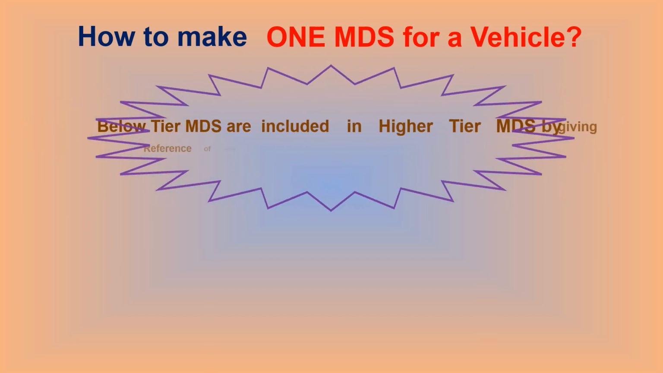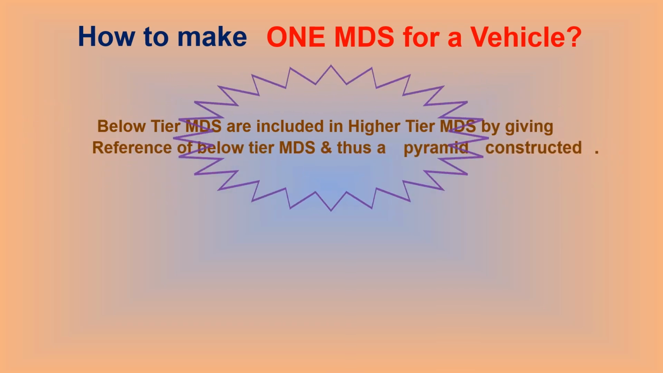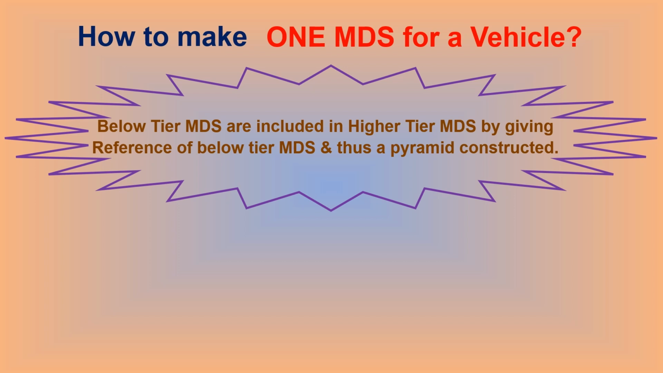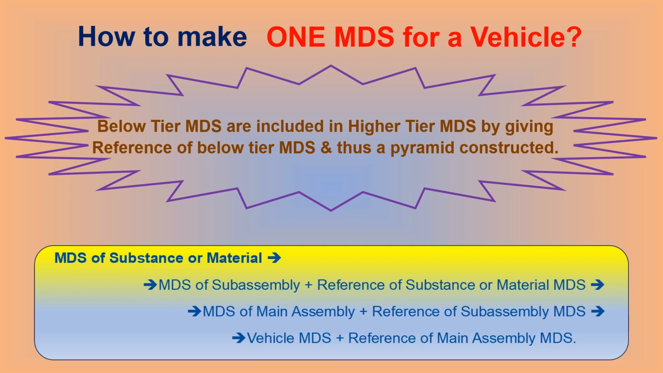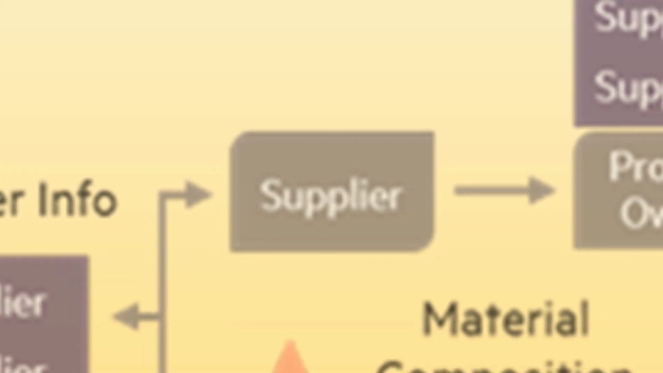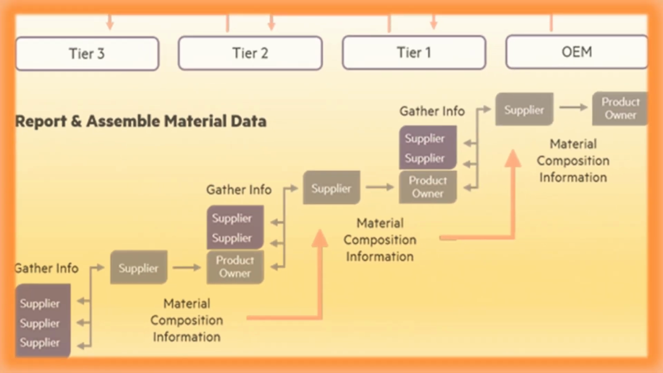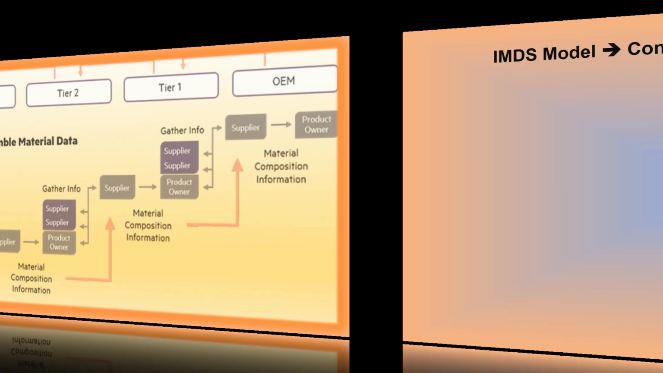How to make one material data sheet for a vehicle? Below tier MDSs are included in higher tier MDSs by giving reference of the below tier MDS, and thus a pyramid is constructed. Vehicle MDS will have Vehicle Final Assembly MDS and reference of Main Assemblies MDS. Similarly, Main Assembly MDS will have its own details and reference of Sub-Assemblies MDS. It will continue downward till the inclusion of substances. Lower level or tier MDS will be referred in the higher level or tier. Thus, a pyramid will be constructed and ultimately will have one MDS giving reference of all materials and substances used.